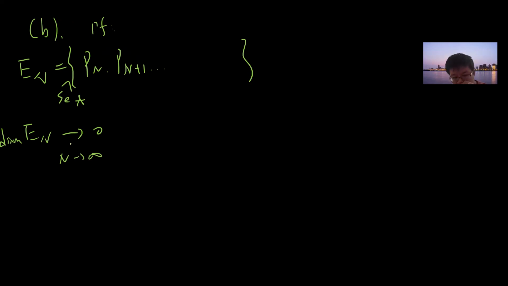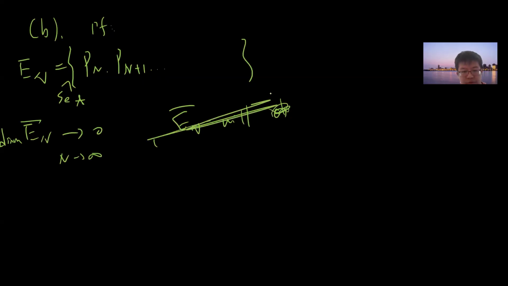One thing I want to say is that if the diameter goes to 0, you can check that the diameter of the closure is also 0. Since En goes to 0, when n is large enough, this En will become what? Will become closed.